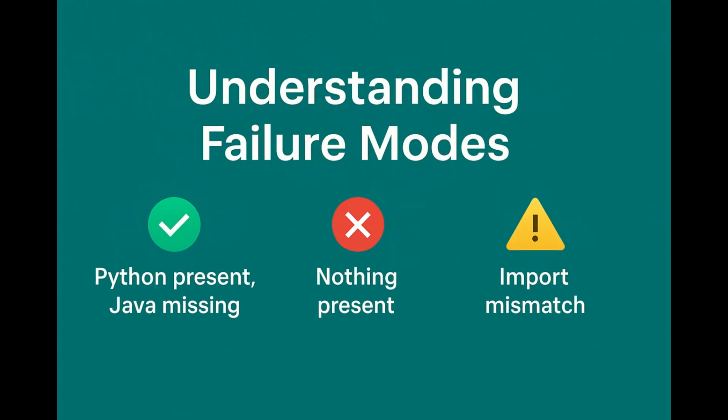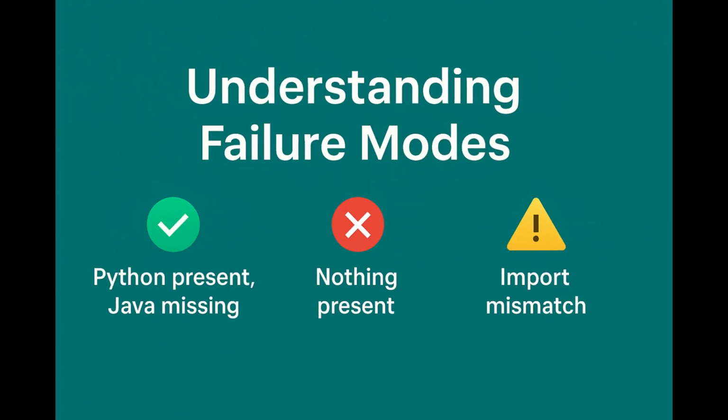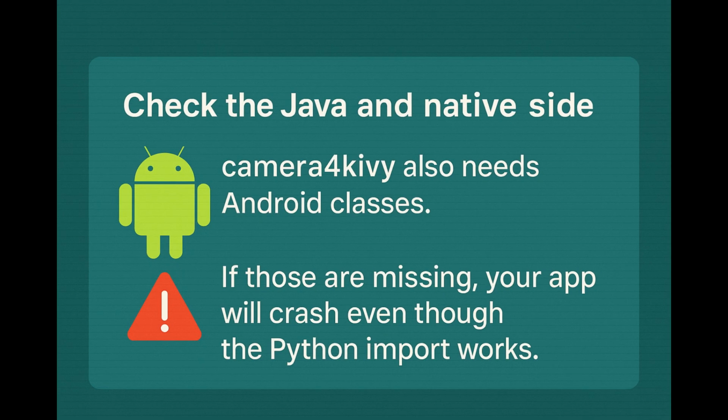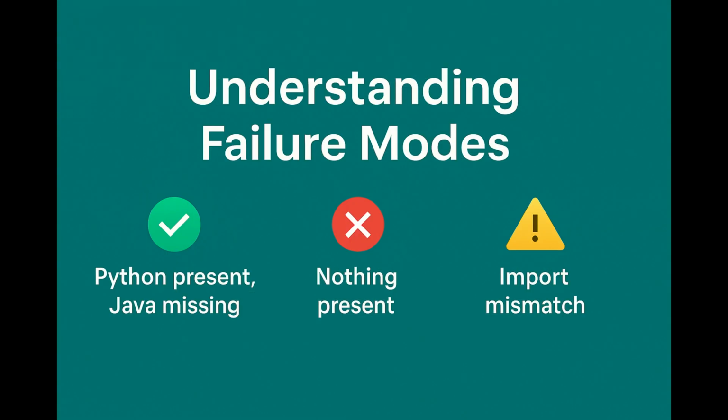Let's understand the failure modes. Python present, Java missing. That's when your APK shipped the Python layer but not the Android camera classes. Align versions or add the matching AAR or Gradle dependency. If you got nothing present, packaging failed. Check for typos or missing recipes in the build log. Lastly, if you got import mismatch, your code imported symbols that didn't exist in the bundled module. Inspect the shipped files and adjust your imports.